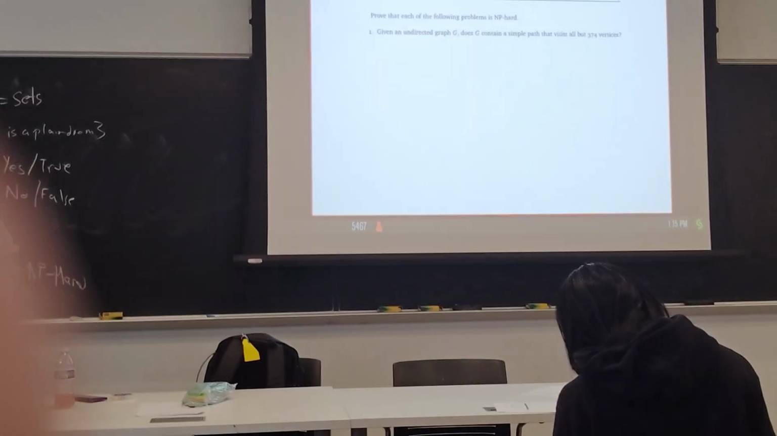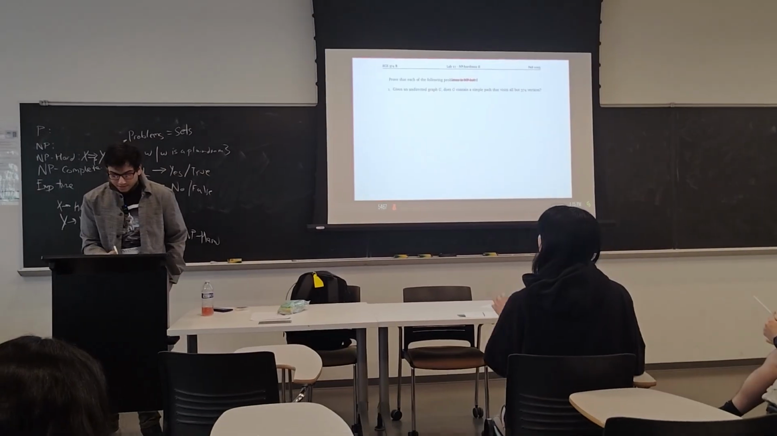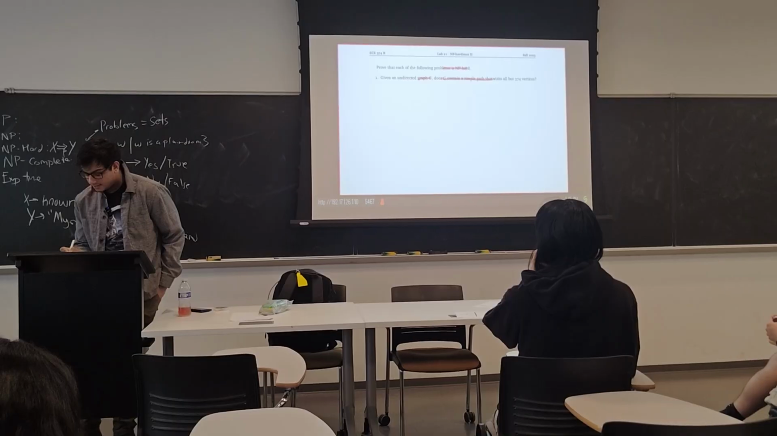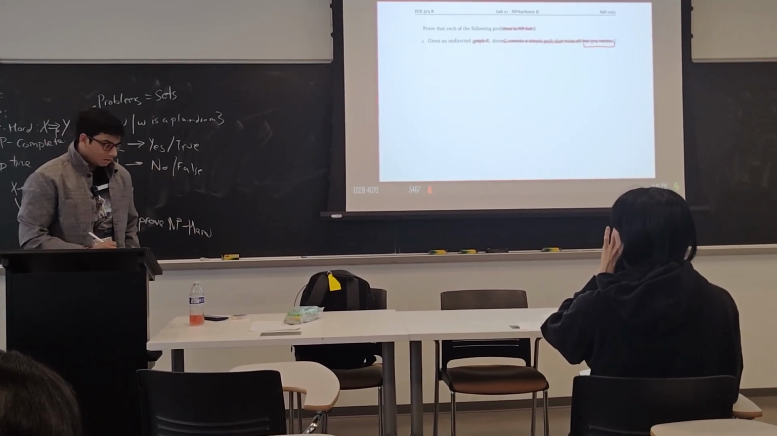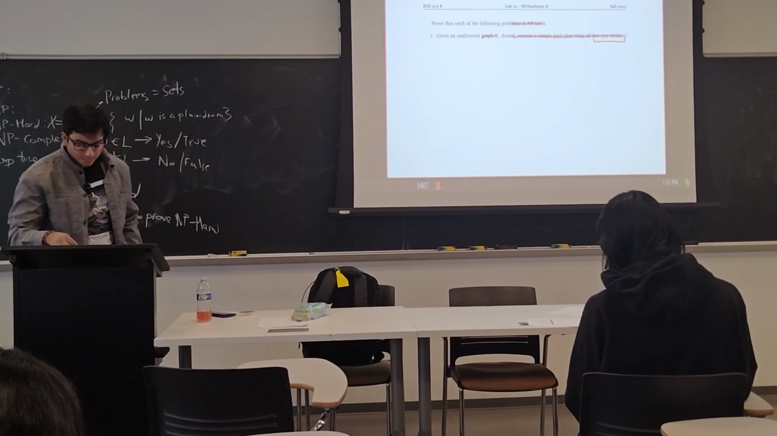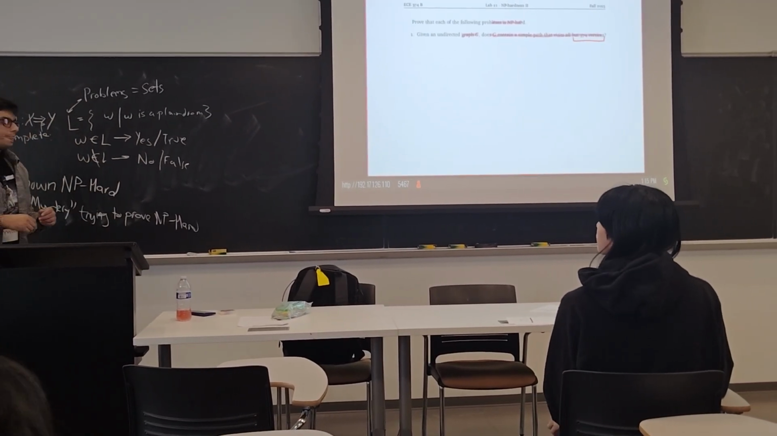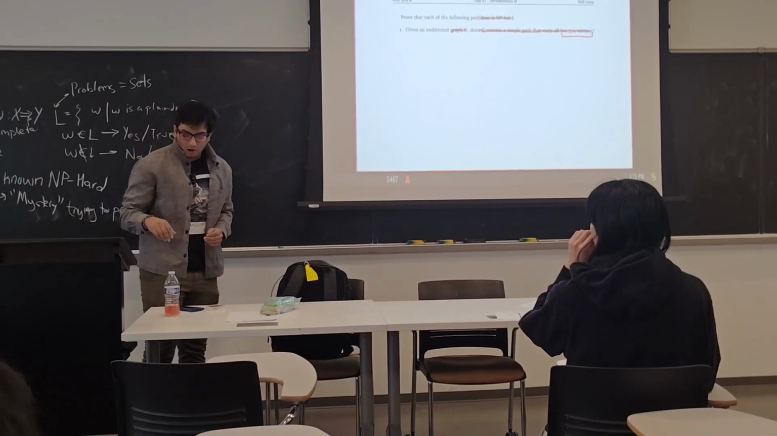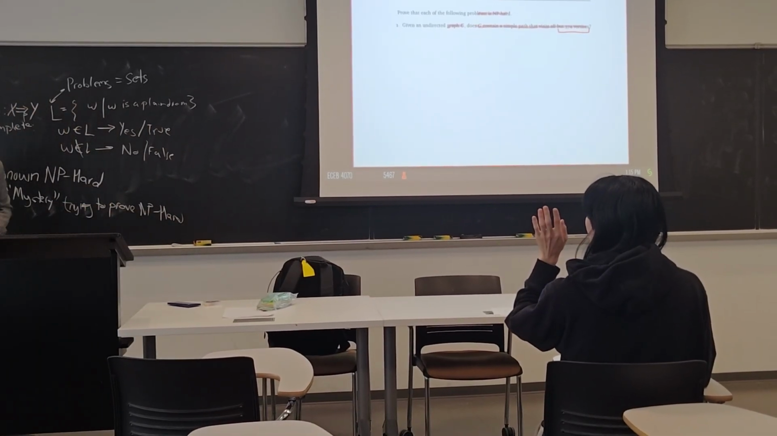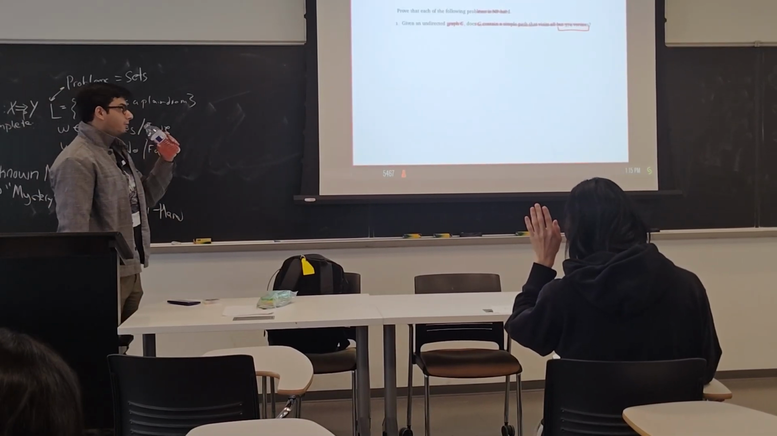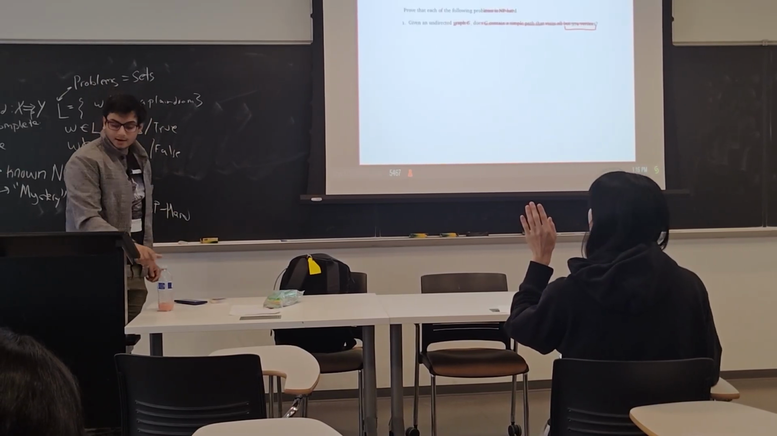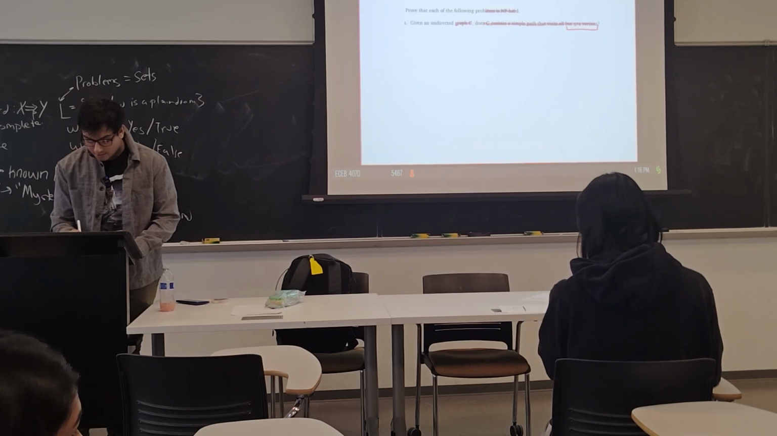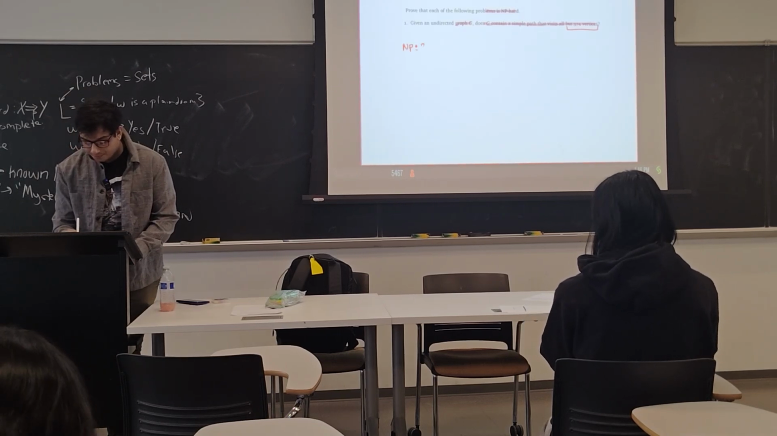It's saying prove each of the following problems is NP hard. Given an undirected graph G, does G contain a simple path that visits all but 374 vertices? So you want to know the decision problem, true or false. You're given a graph. Is there a path that visits all but 374 vertices? You want to prove that this problem is NP hard. So let's start here. Before we prove it's NP hard, is this problem in NP?